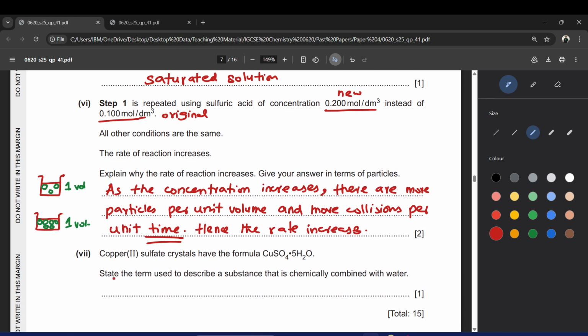All right, next part is: copper 2 sulfate crystals have the formula CuSO4.5H2O. State the term used to describe a substance that is chemically combined with water. This is copper 2 sulfate crystals, so the crystals are called hydrated copper 2 sulfate. This is the term that we use for crystals.